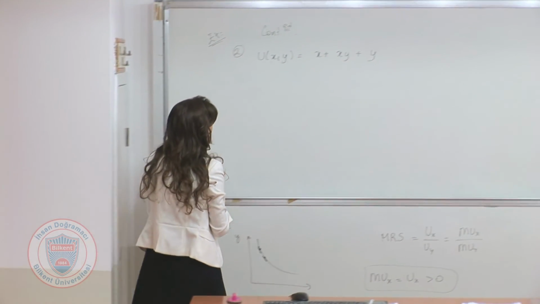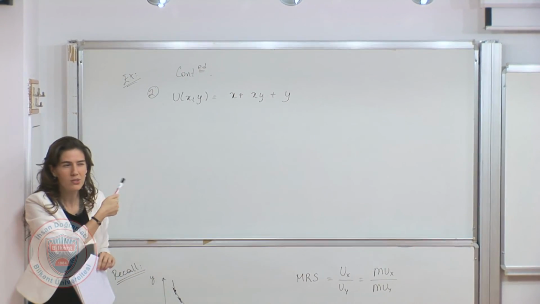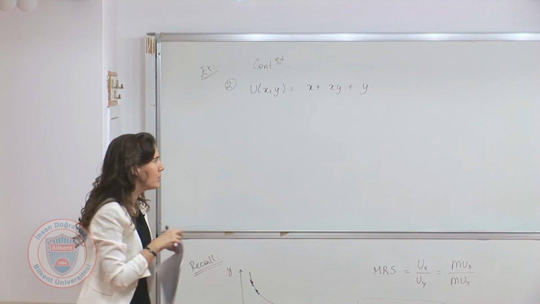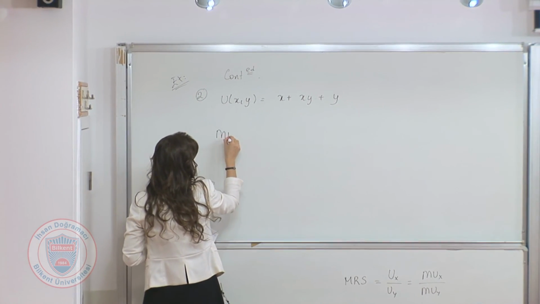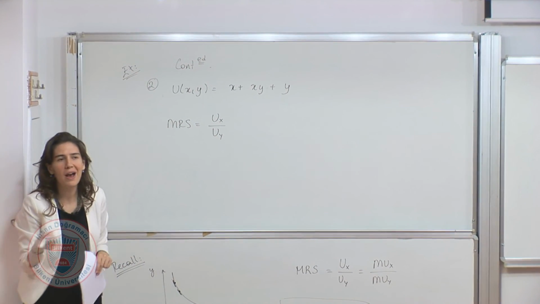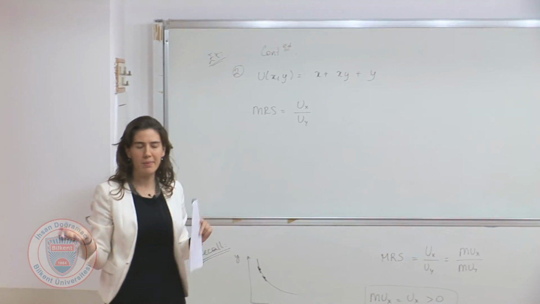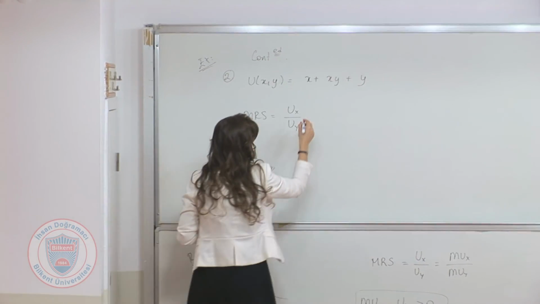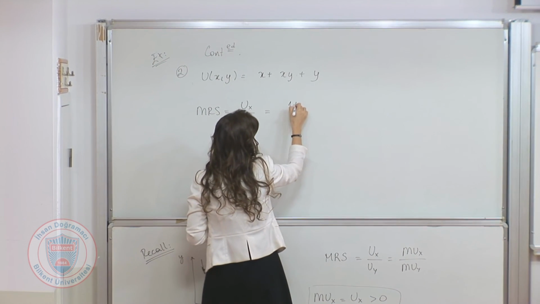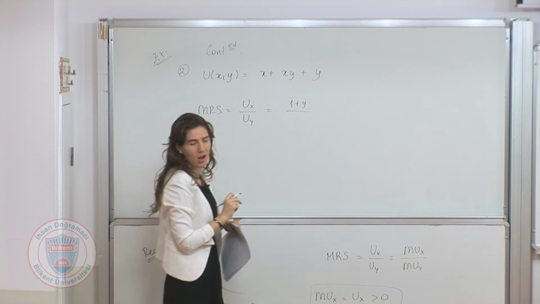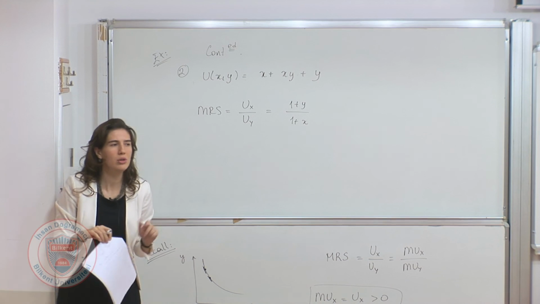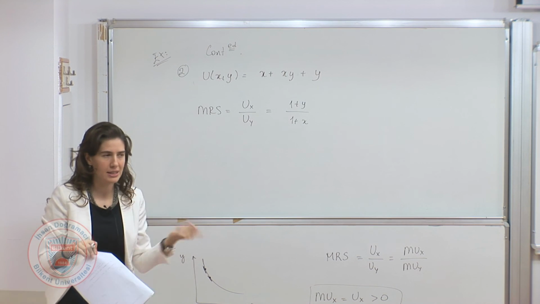So let's actually check. Shall I take a transformation here? No, right? It's easy. Remember, what was MRS? MRS was equal to u of x over u of y, right? So if I can take the derivative easily, why should I be taking the transformation? What is the derivative with respect to x here? 1 plus y, right? And the derivative with respect to y? 1 plus x, right? Okay, what's happening to the marginal rate of substitution as x increases?